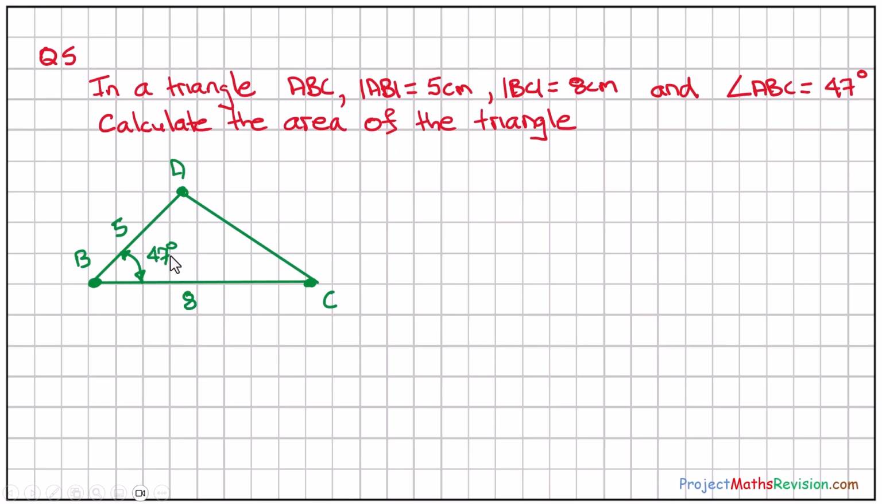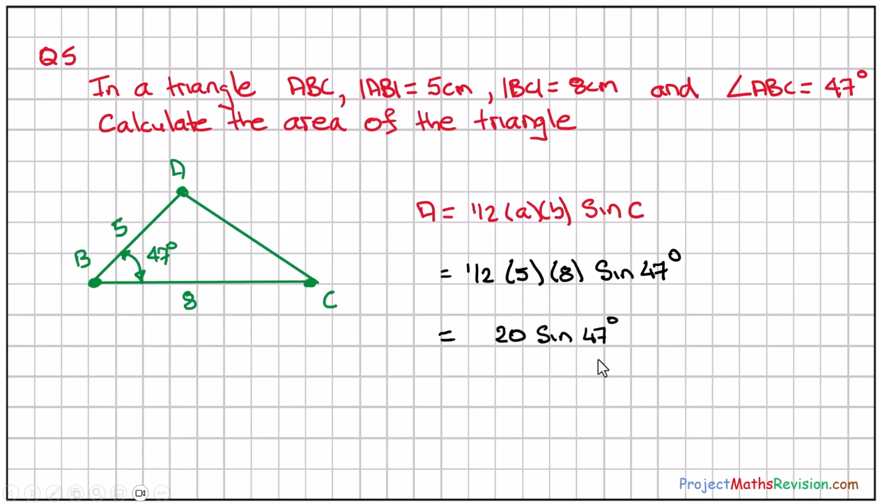47 degrees. So remember, the area of a triangle is half the product of the two side lengths, 5 by 8, times the sine of the angle between them. So in this case, we can say A is half 5 by 8, sine of 47, and that works out to be 4 5's 20 times the sine of 47, and if we calculate this on our calculator, we get 14.63 centimeters squared.